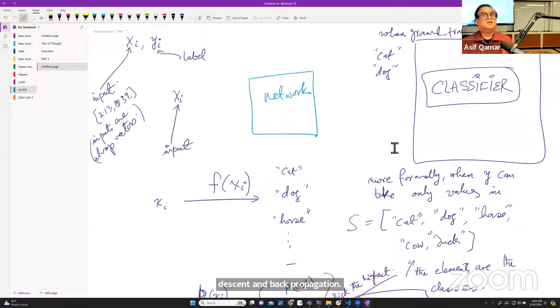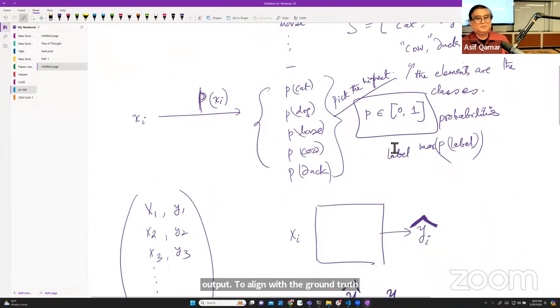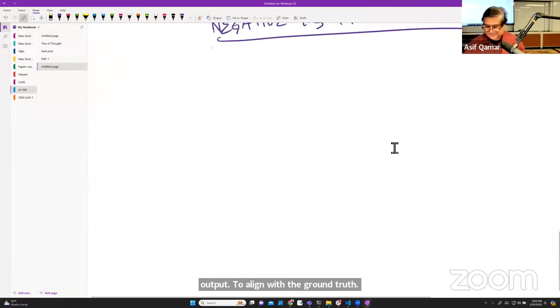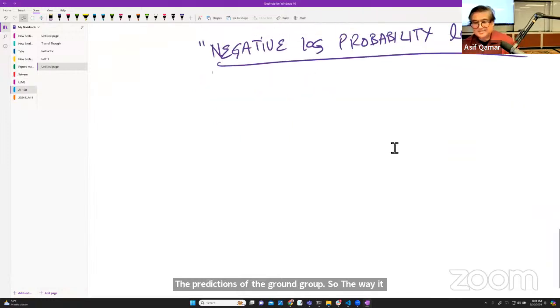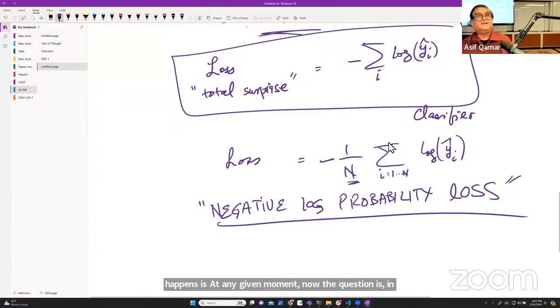And people often use the word optimizer. The thing that gradually takes the machine through learning is the optimizer. Optimizer means it optimizes the output to align with the ground truth, the predictions with the ground truth. So the way it happens is at any given moment. Now the question is, in this one, I said all the data, N. You take all the data, right? Loss over all data. Total surprise over all data. This is called, when you accumulate surprise in one cycle, one step, through all the data.